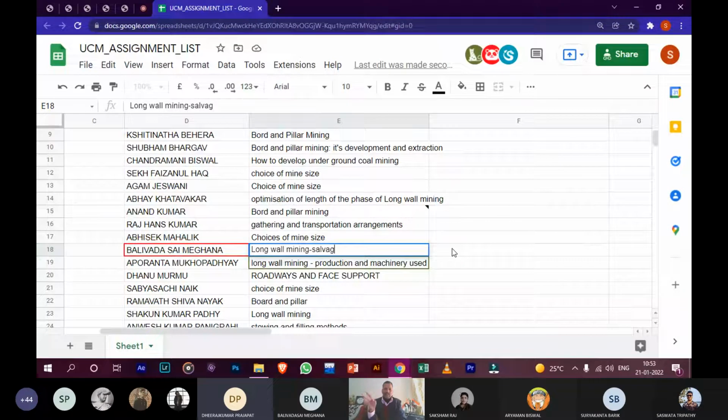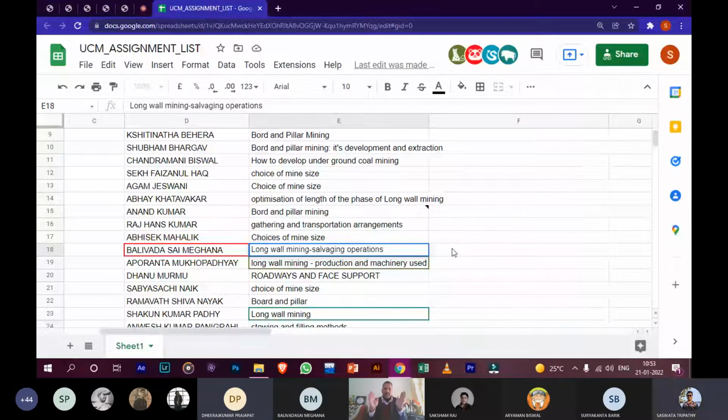salvaging operations. Salvaging means when one panel is completed, extracted, that machinery should be shifted to another panel. That process is called salvaging. There is also transportation of the machinery where we are spending a lot of time. Please note down these things also. We used to take almost maybe 20 years, 30 years, 40 years back, 3-4 months, right? Even more than that for transporting.